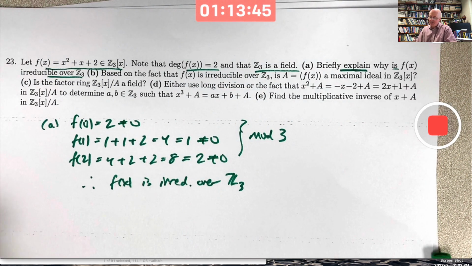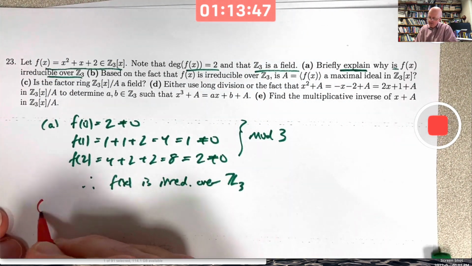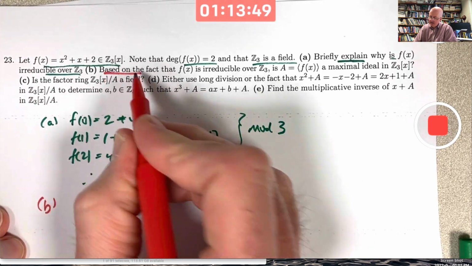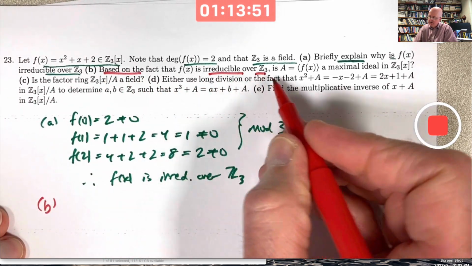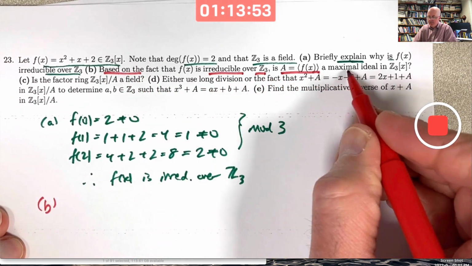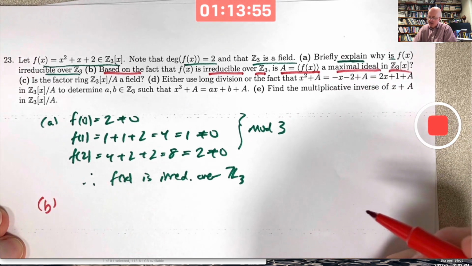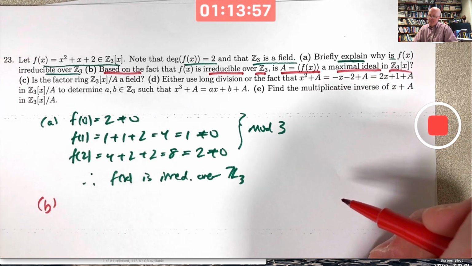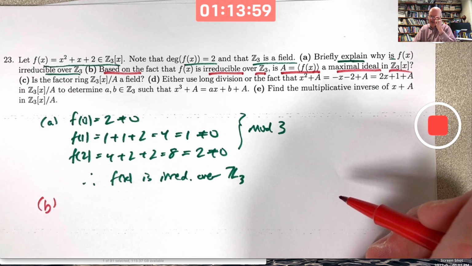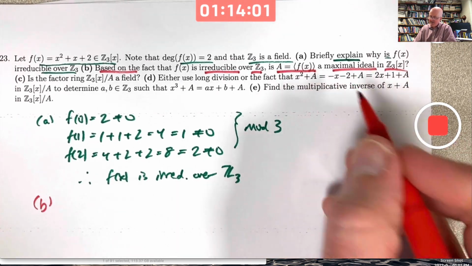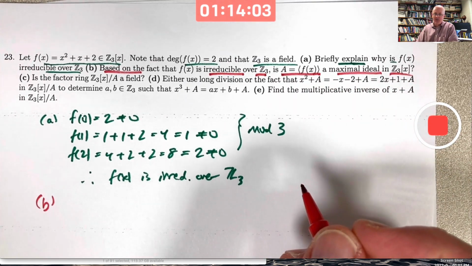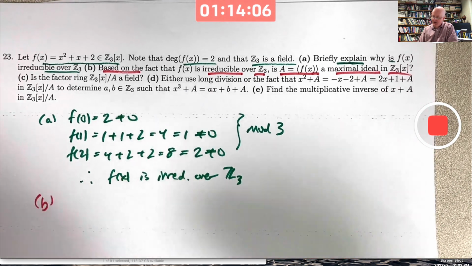Part B. Based on the fact that it is irreducible over Z3, why is this principal ideal a maximal ideal in this polynomial ring? That's a fact to know. Or is it? Not why. The why is a theorem, okay?